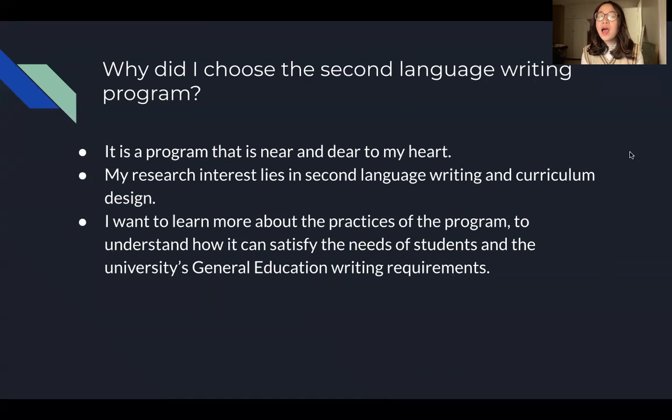about the program. Again, my research interest also lies in second language writing and curriculum design and development, so I find it super fascinating to learn more about how the program has developed and evolved over time. Moreover, I think it would be interesting to understand more about the practices of the program and how it can satisfy the needs of students and the university's general education writing requirements through its practices.